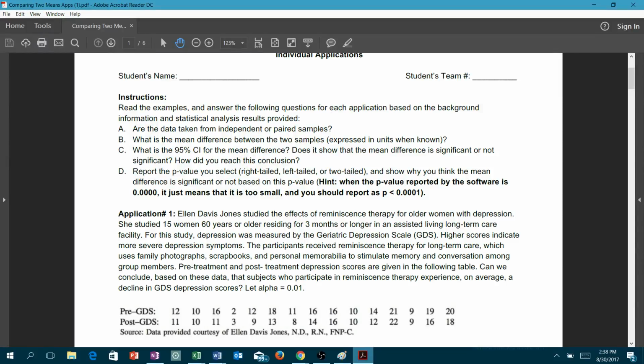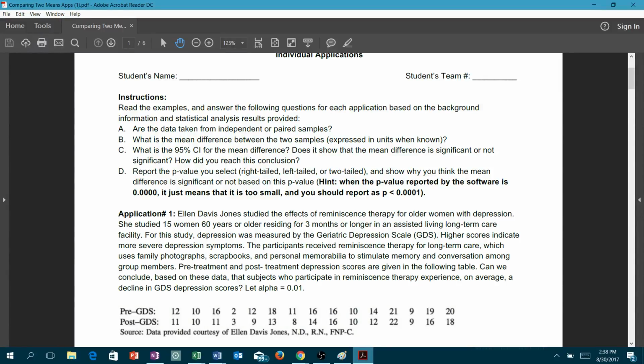And then number D, report the p-value. Again, you can circle which p-value you choose, so you don't have to write it again. You can just tell me, this is the p-value I'm going to choose, depending on the direction of the test. So circle it and tell me this is the p-value you choose. And then based on this p-value, I want you to tell me why it is significant or not significant. You have to tell me it's less than 0.01 or 0.05 or whatever. Just write it this way.